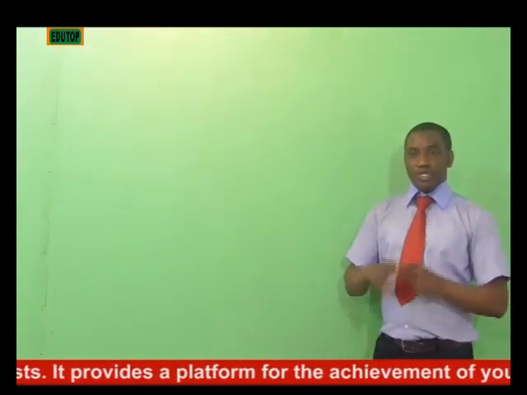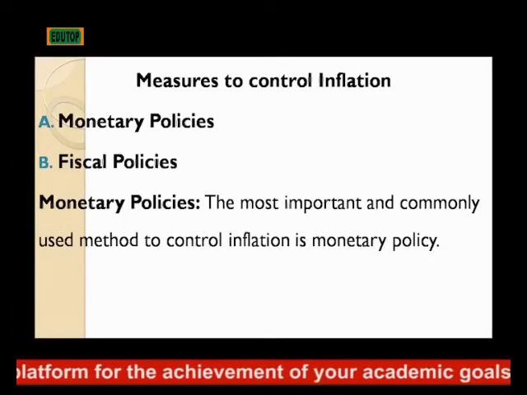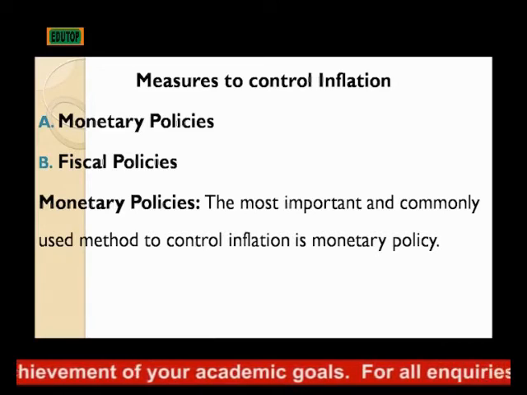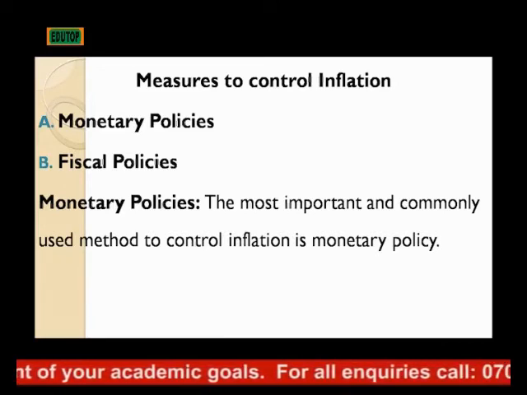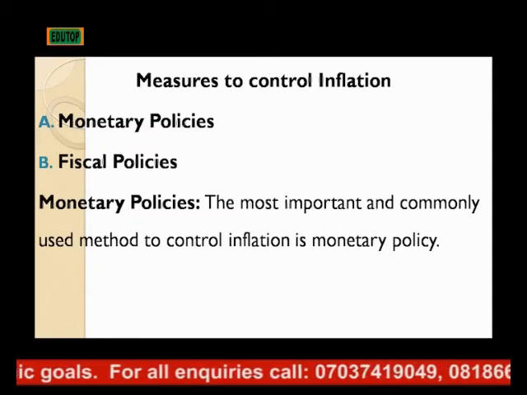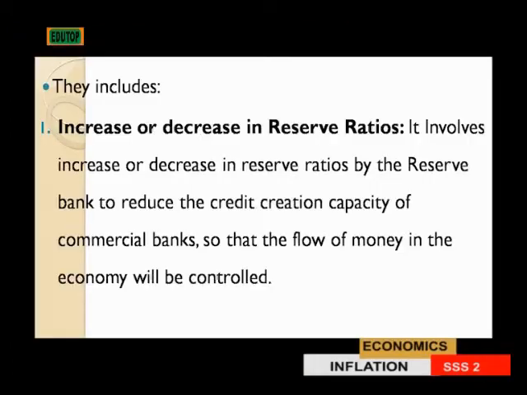Measures to control inflation. 1, we have monetary policies. 2, we have fiscal policies. Then monetary policies. This is the most important and commonly used method to control inflation in an economy. These include 1, increase or decrease in reserve ratio.